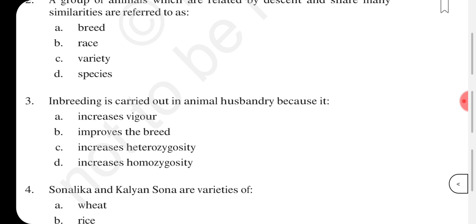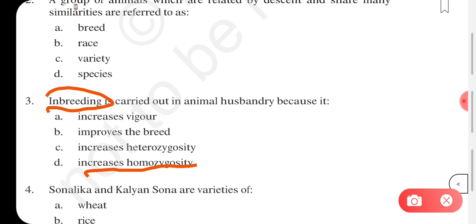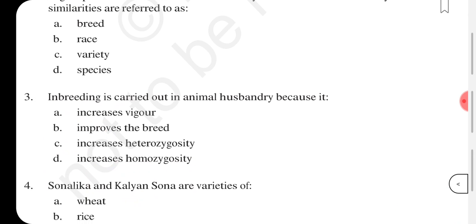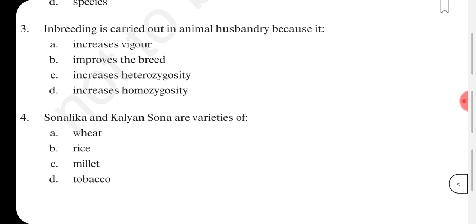Inbreeding is carried out in animal husbandry because it increases the vigor, it improves the breed, increases heterozygosity, or it increases homozygosity. So here the answer is increases homozygosity because it is about inbreeding. So inbreeding is carried out in animal husbandry to increase homozygous nature. So homozygosity. Fine. Moving on to the next one.